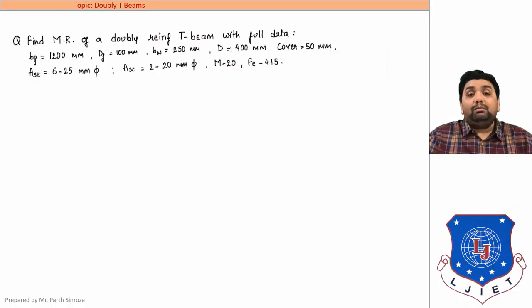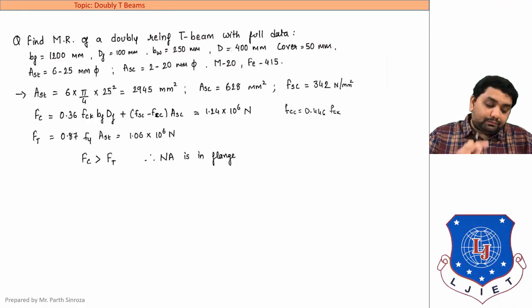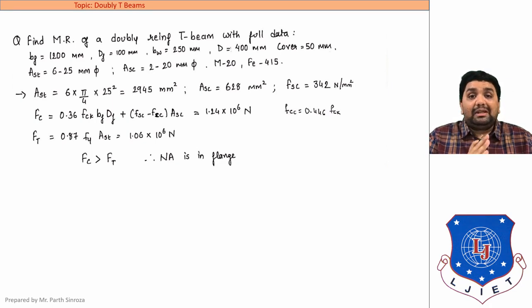So we will be finding the moment of resistance. As we have discussed in the doubly reinforced beam, that is rectangular sections, the equation for finding the moment of resistance here will also be the same. It will be C1 Z1 plus C2 Z2, and for that we will be finding Xu. So our first step will be to calculate the relation between Fc and Ft, whether we will be using case 1 here or we will be using case 2.